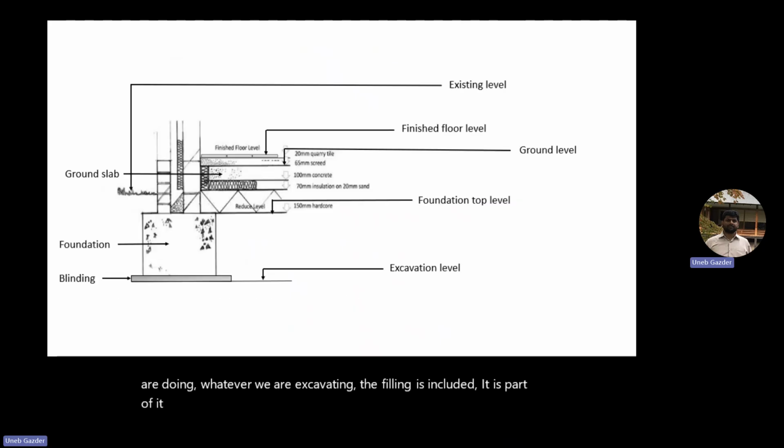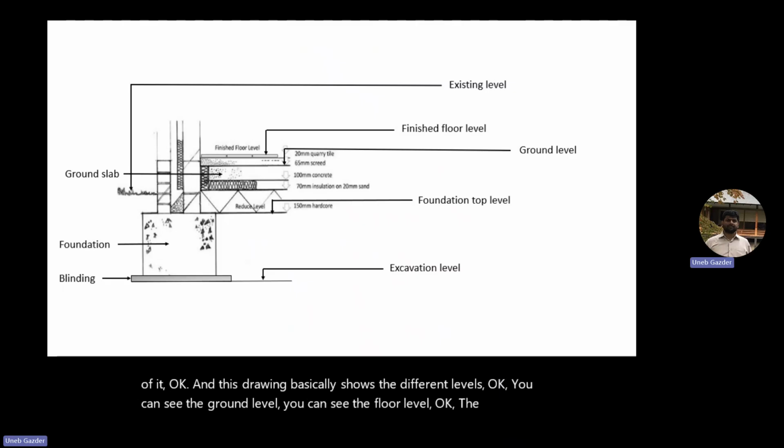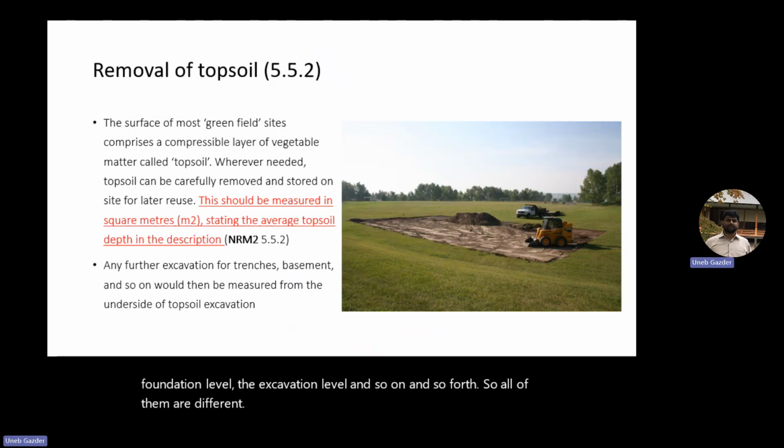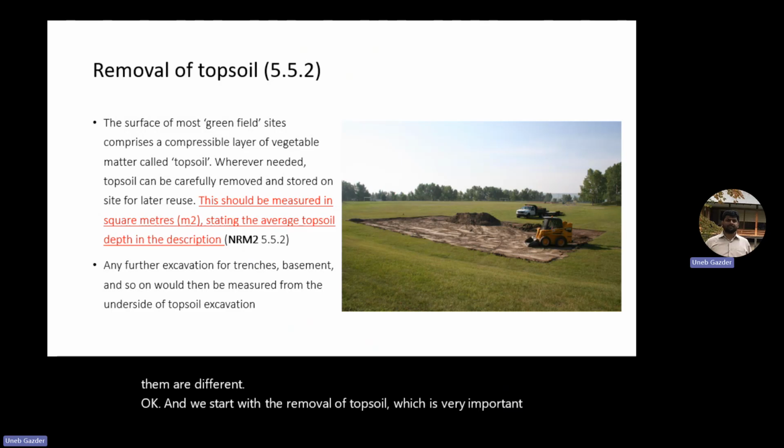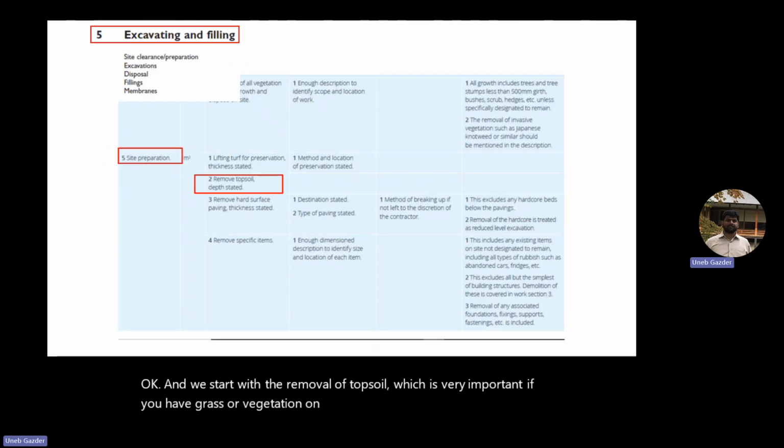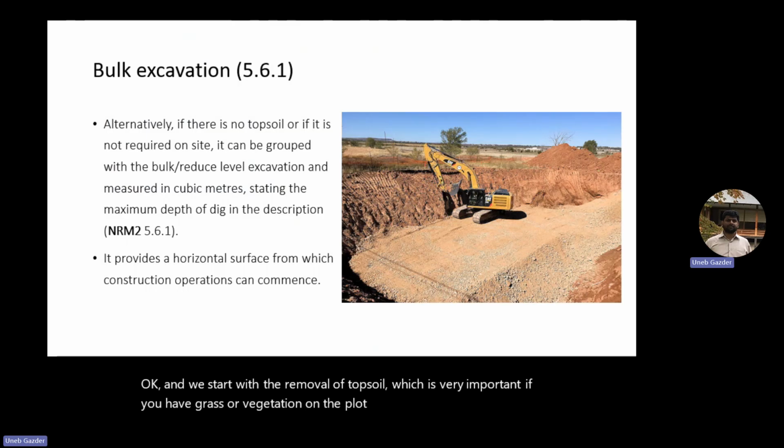Okay. And this drawing basically shows the different levels. Okay. You can see the ground level, you can see the floor level. Okay, the foundation level, the excavation level, and so on and so forth. So all of them are different. Okay, and we start with the removal of topsoil, which is very important if you have grass or vegetation on the plot. The section of the NRM bulk excavation to reach to a common reference. Okay, reduced level. And then we fill it, then everything is measured from this after the bulk excavation.